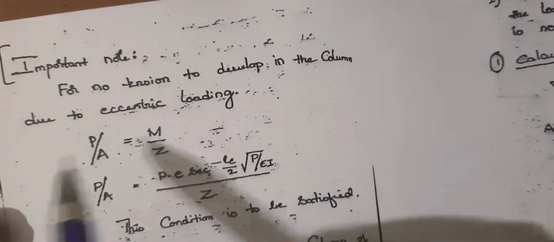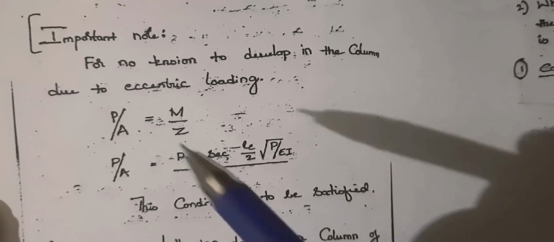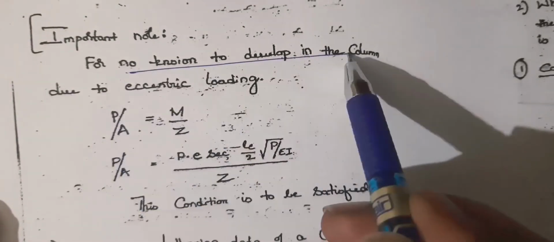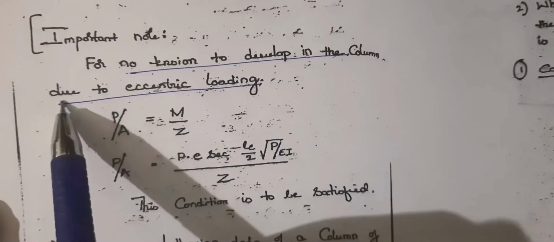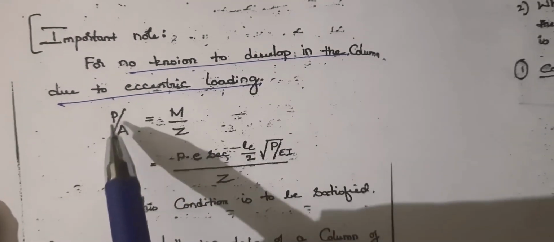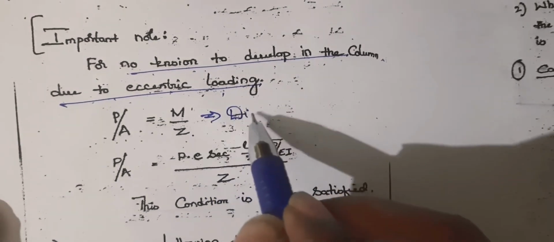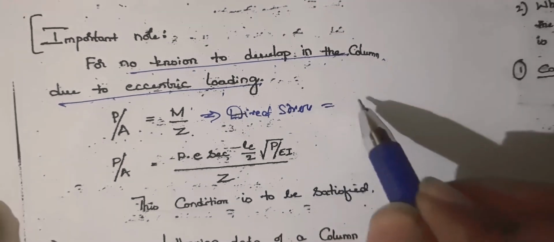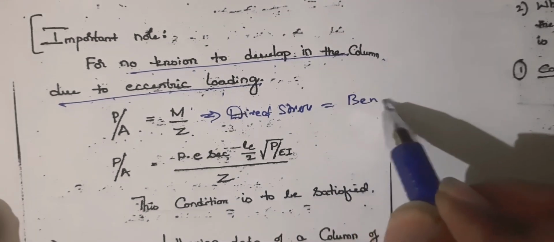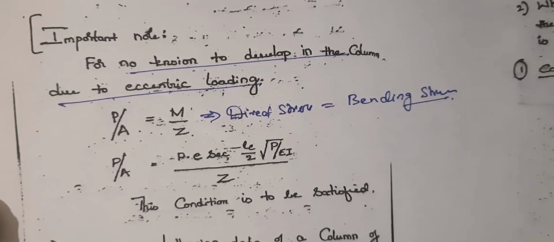Now the other important thing you need to know while solving problems is this. For no tension to develop in the column due to eccentric loading, P by A should equal M by Z. You can write this as direct stress should equal bending stress. That is what we are saying.